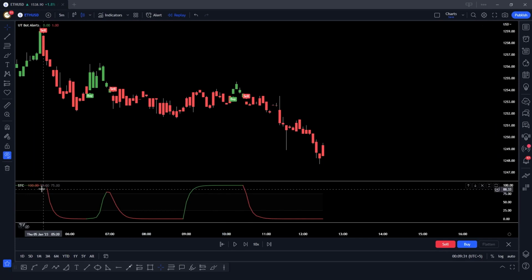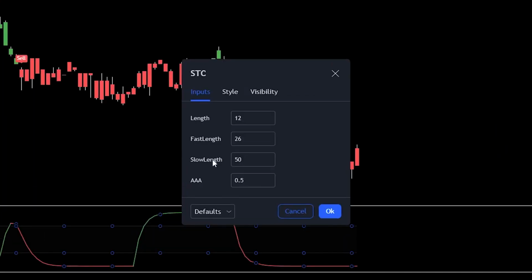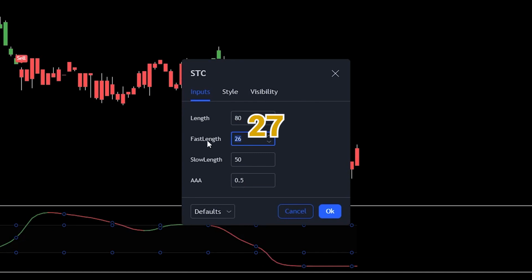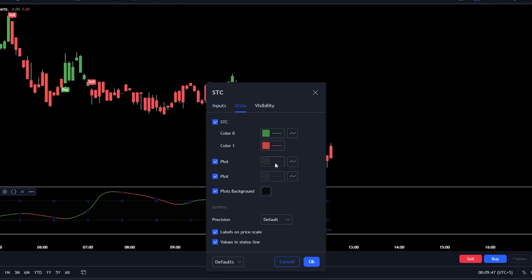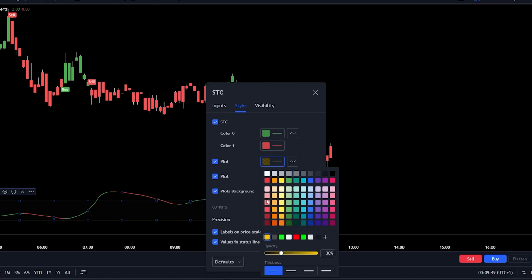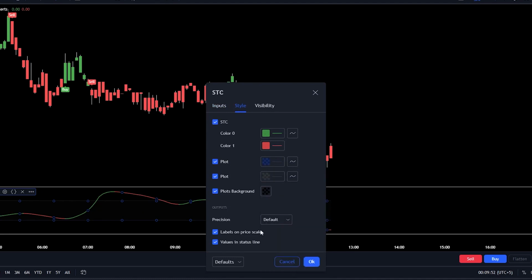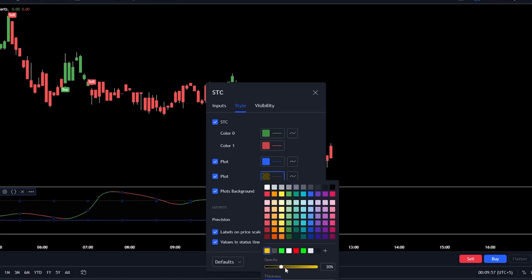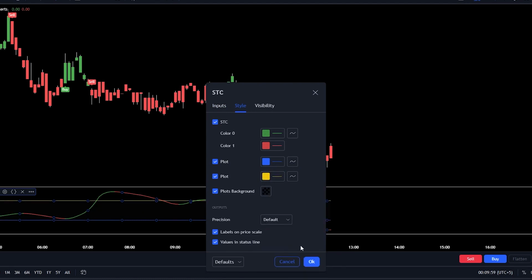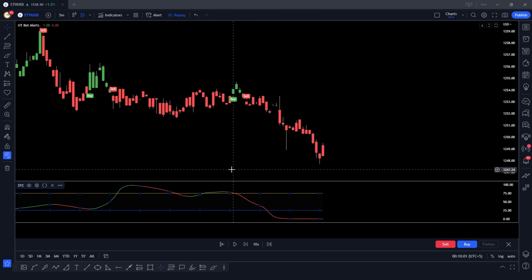To do that, let's go towards the STC indicator settings, and from here, you want to change this length from 12 to 80. And also you want to change this fast length from 26 to 27. And another change you want to do is in the style, you want to change this plot, and you want to color them something. Like you can color this plot 1 as blue, and you want to increase the opacity. And also in this plot, you want to change this to some color, and you want to increase the opacity. Now this is done, let's hit OK, and now our indicators are set up to be backtested.